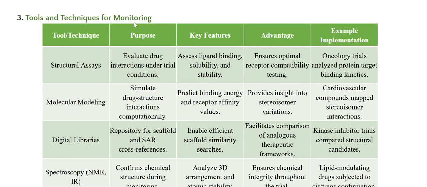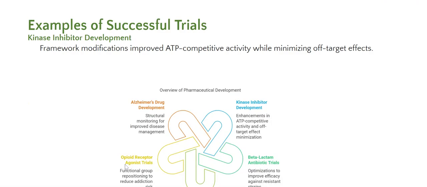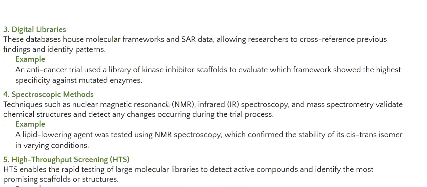Table on tools and techniques for monitoring. We have the tool or technique, purpose, key features, advantage, and then example implementation. Tools or techniques: we have structural assays, molecular modeling, digital libraries, spectroscopy, for example IR, which is infrared, and NMR, nuclear magnetic resonance. And then we have high throughput screening. NMR here is exactly nuclear magnetic resonance, and IR is infrared.